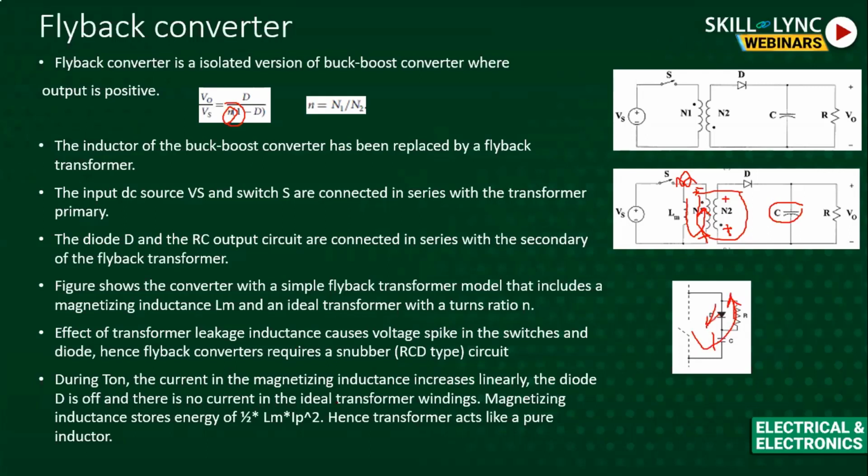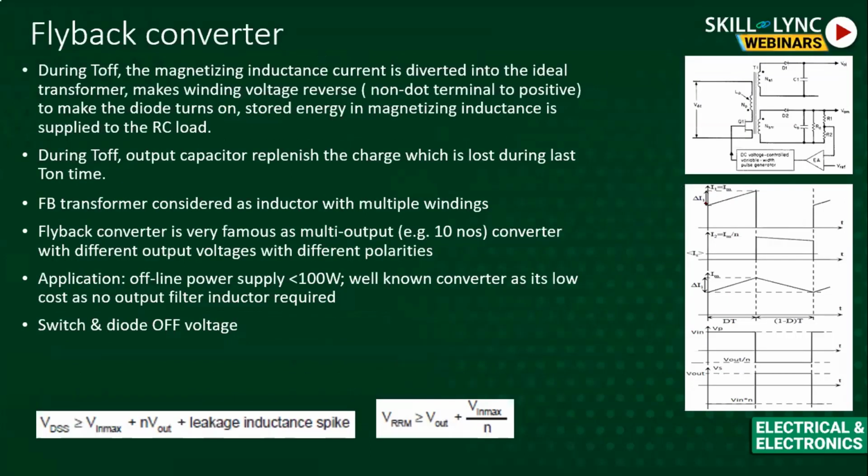In this converter, during the on time, the energy stored in the inductor Lm is half Lm I peak squared. So I will show the equation here. I peak is nothing but this. When it starts, the current will be rising. This is the I peak, and this energy will be stored in the magnetizing inductance. And once the next cycle starts, the same energy is transferred to the secondary, to the load.